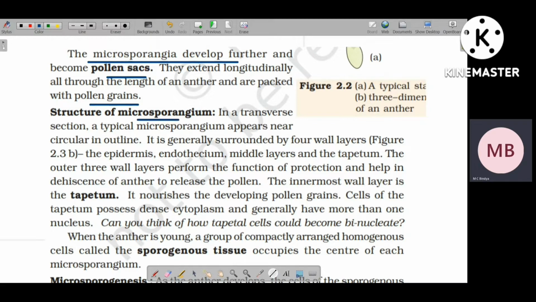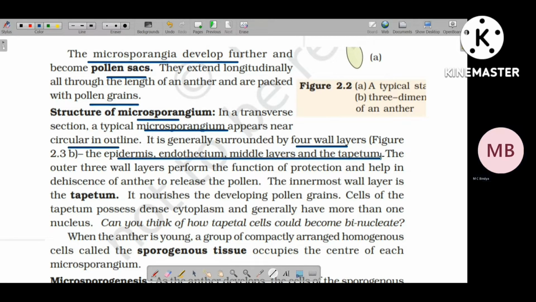Structure of microsporangium. In a transverse section, a typical microsporangium appears nearly circular in outline. It is generally surrounded by four wall layers: the epidermis, endothecium, middle layers, and the tapetum. The outer three wall layers perform the function of protection and help in dehiscence of the anther to release the pollen.